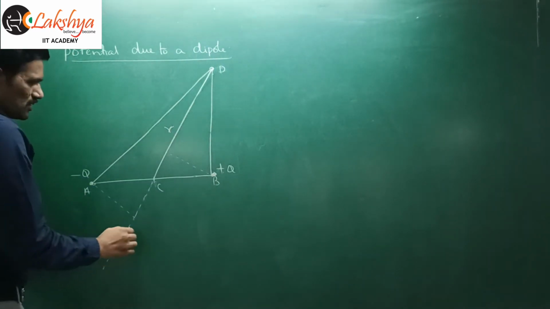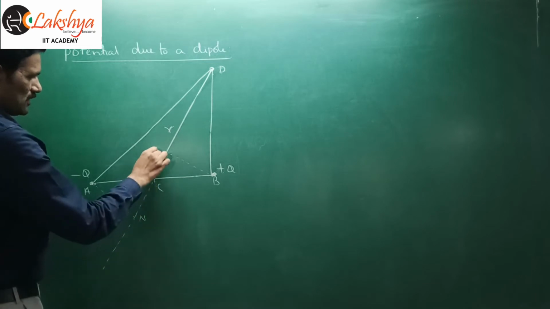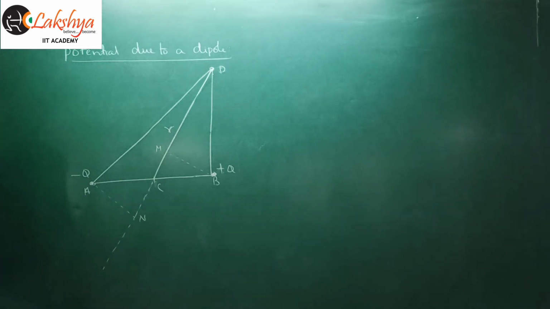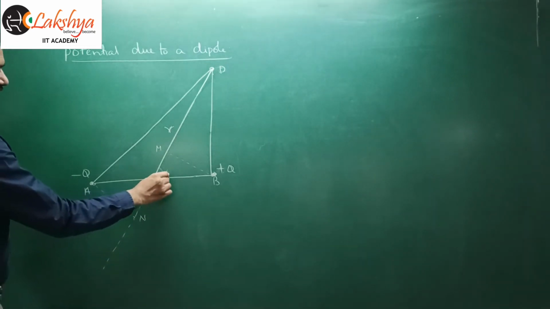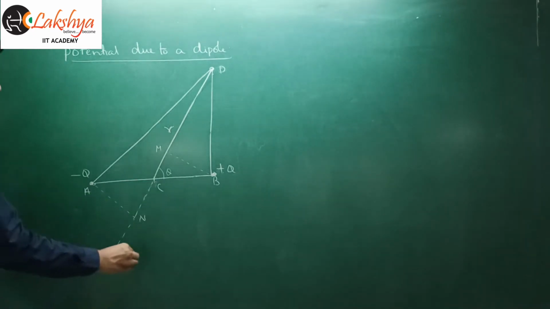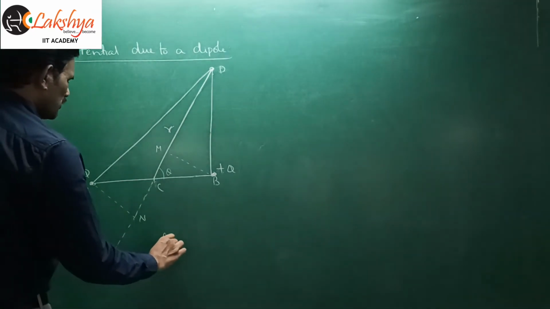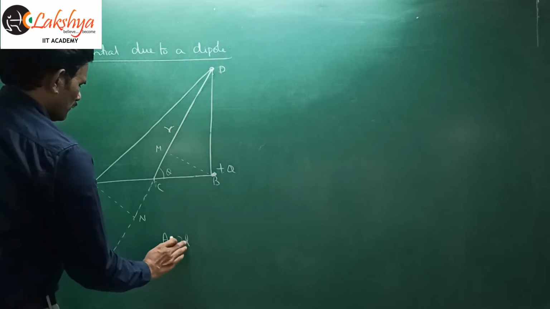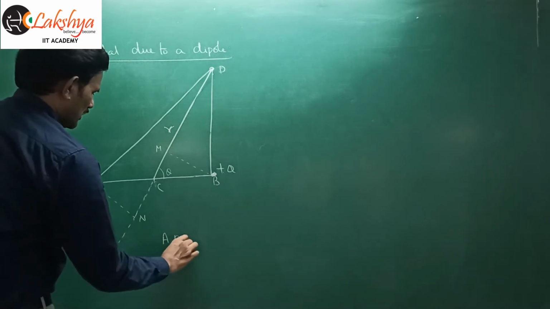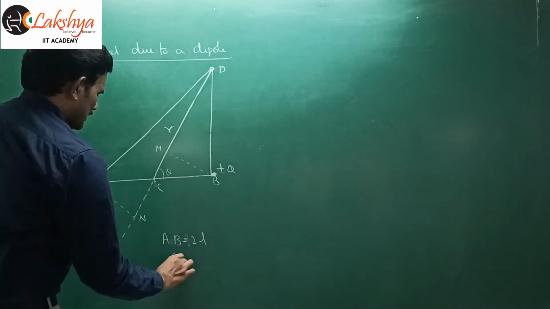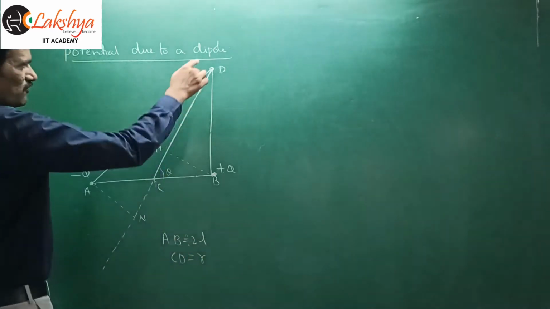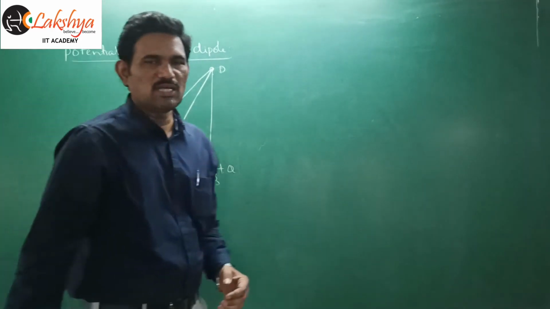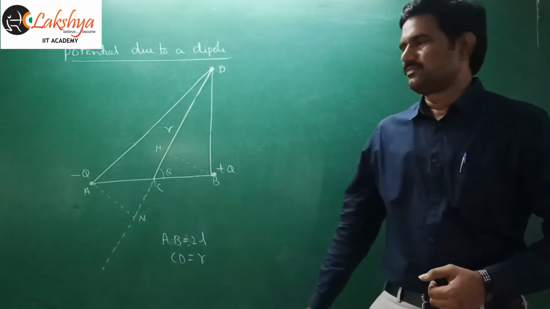And this is one point here. Let us take this as L and this as L, right? And this angle we are taking as theta. That means we are taking this AB distance as 2L, that is the length of this dipole. And the CD distance we are assuming as r, from C to D. So at that point D we are going to calculate the potential.